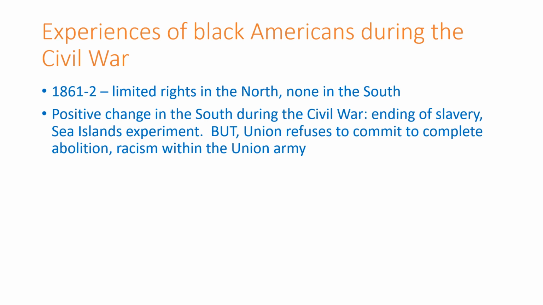Despite this, though, the Union refuses to commit to complete abolition at this point when the Civil War begins, and there remains quite rampant racism in the Union Army. At first, African American soldiers aren't allowed to even join. In 1863, Abraham Lincoln announces the Emancipation Proclamation. This makes all slaves in the Confederate States free.